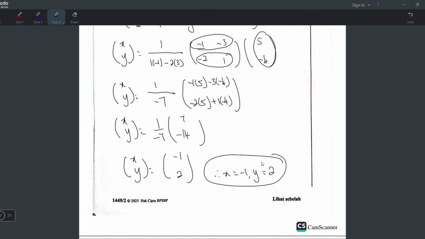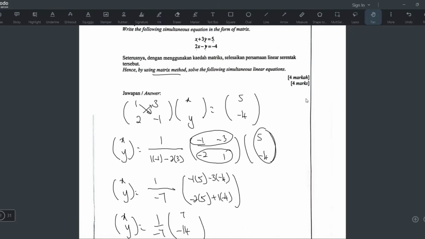Yeah, I always tell my students, kena tulis baris ni. Okay, so that's all for this. How many marks? 4 marks for this.